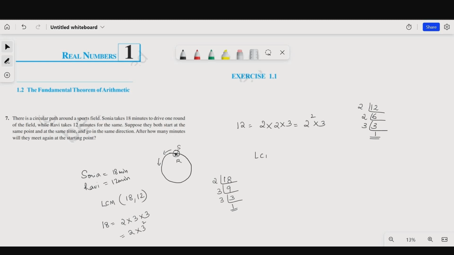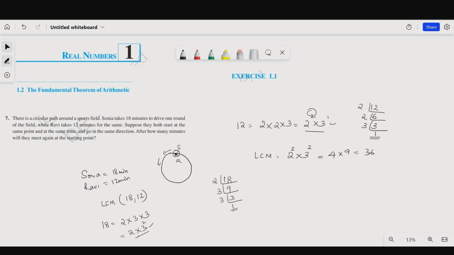So now LCM. What is LCM? LCM is the product of greatest power of each prime factor involved in the number. So from these two we can say the prime factors that are involved in the numbers are 2 and 3. So the LCM is the product of greatest power. So the greatest power of 2 among these two is 2, right? So we are writing as 2 square. Now the greatest power of 3 among these two is, here it is 1, here it is 2. So the greatest power is 2. So 4 into 9, which is equal to 36.